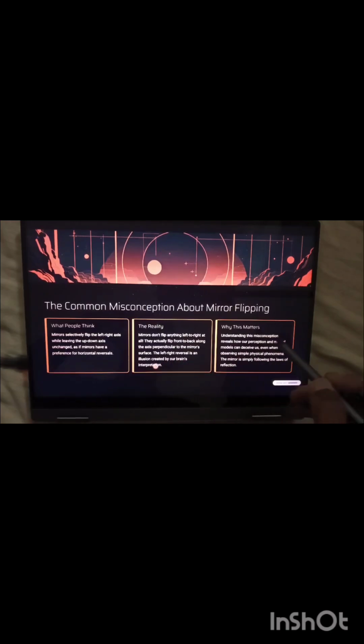Why does this matter? Understanding the misconception reveals how our perception and mental model can deceive us, even when observing simple physical phenomena. The mirror is simply following the law of reflection.